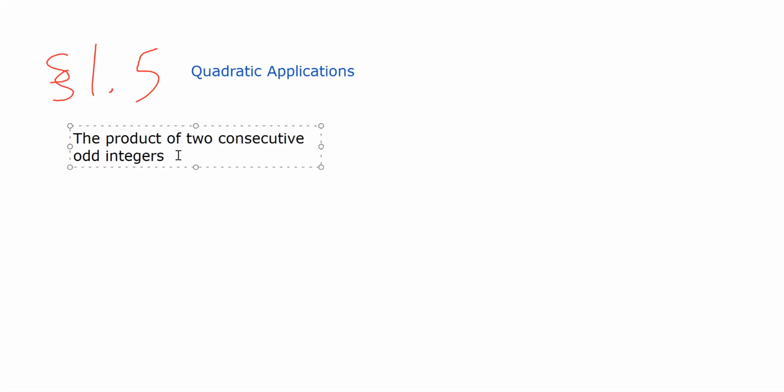Consecutive odd integers, what does that mean? Well, we'll talk about it in a moment. The product of two consecutive odd integers is 63. What are the integers? So you might look at that and say, what is that? What does that mean? Well, when two things are consecutive, that means they happen right next to each other. They happen in order, one right after the other.